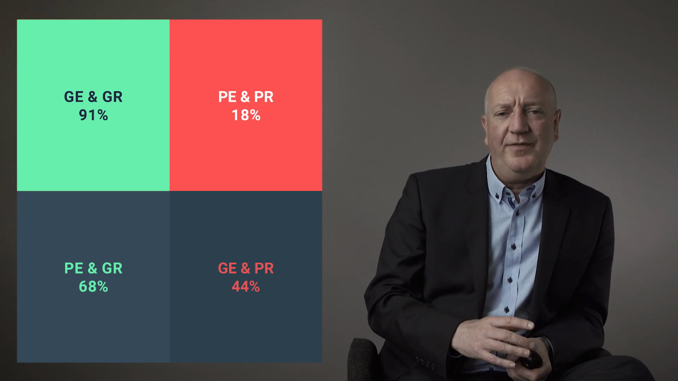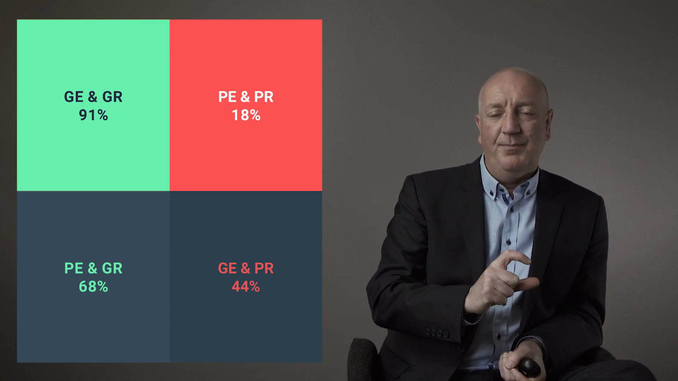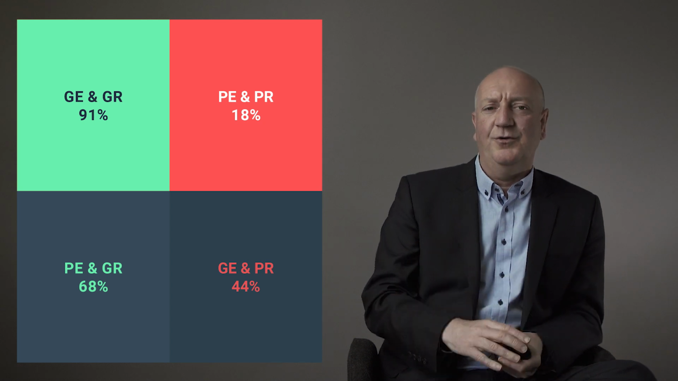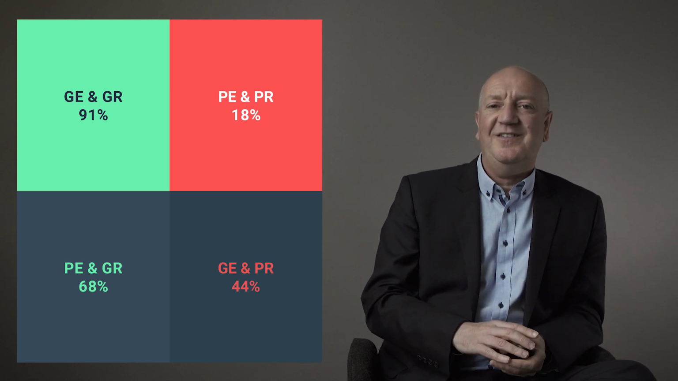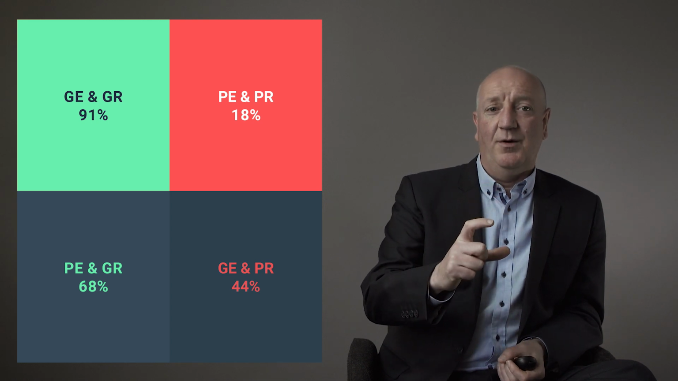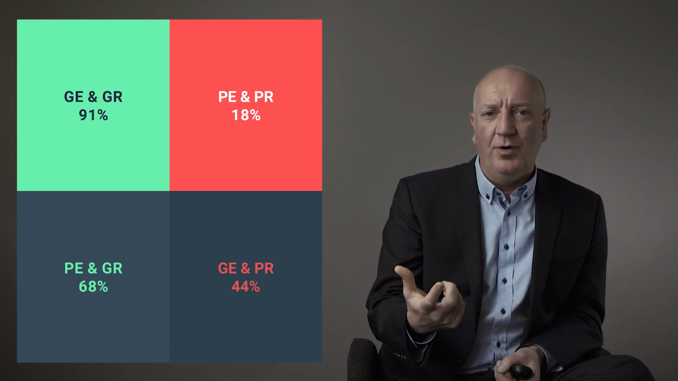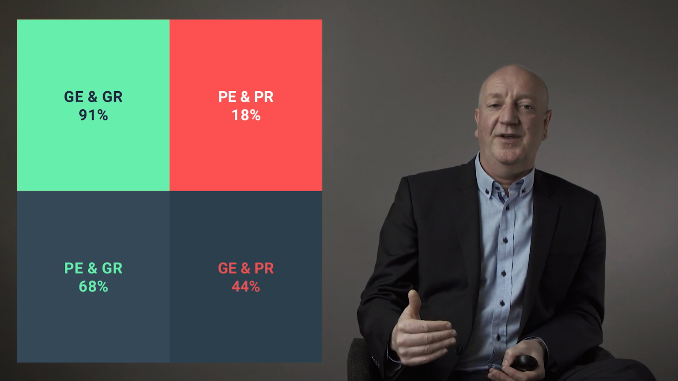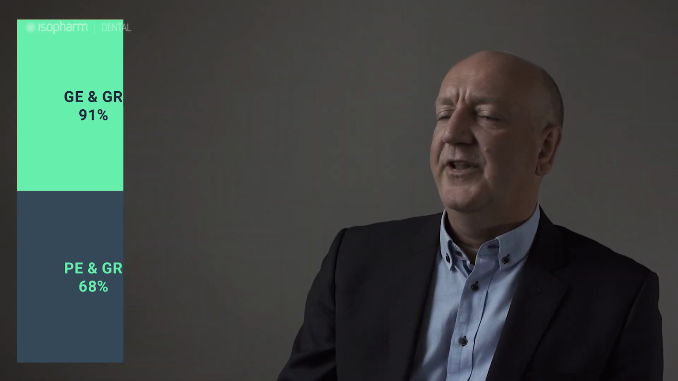But actually, when we look at those teeth with a poor endo but a great, nicely sealed coronal restoration, they had a 68% success rate. Conversely, those teeth where the root canal was great but the coronal seal was poor, that success rate dropped significantly down to 44%. So there was a significant difference between those two groups of teeth.